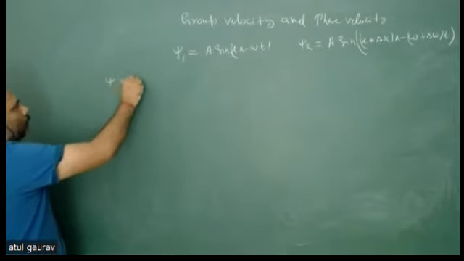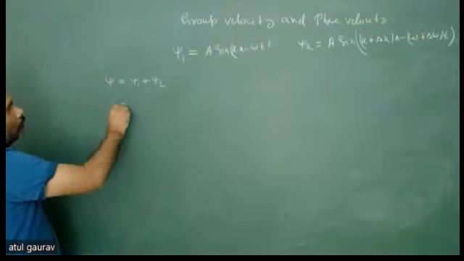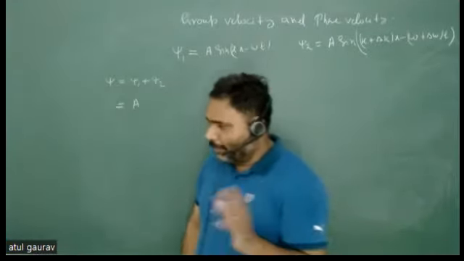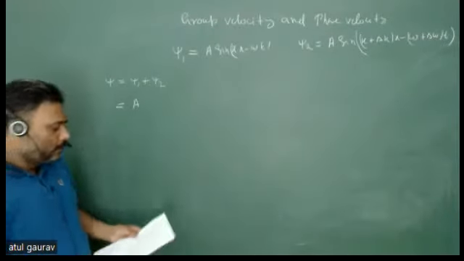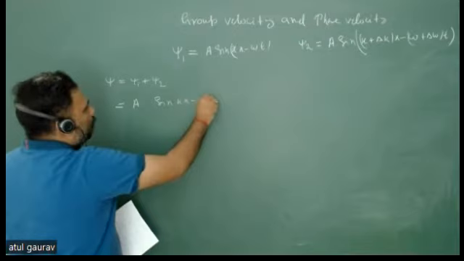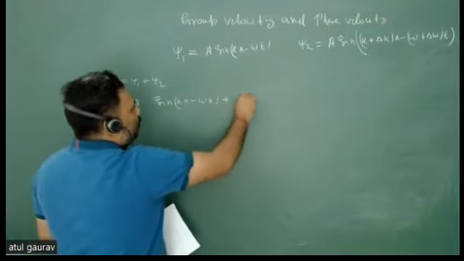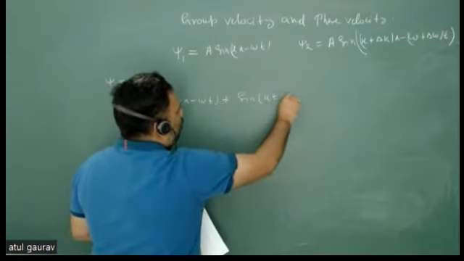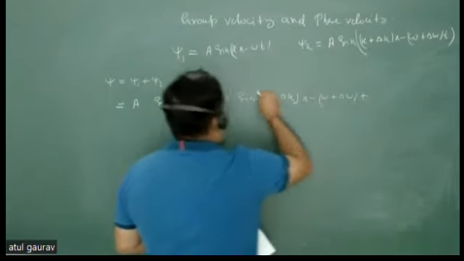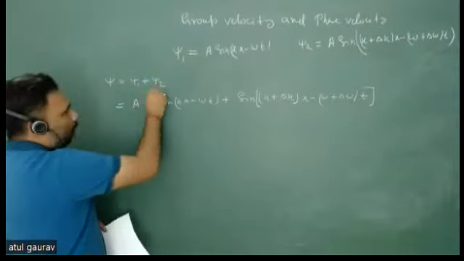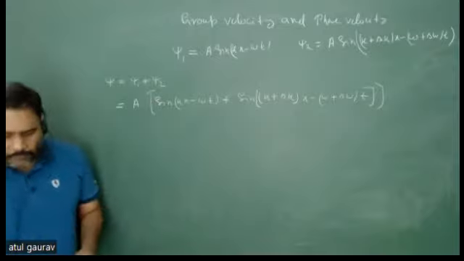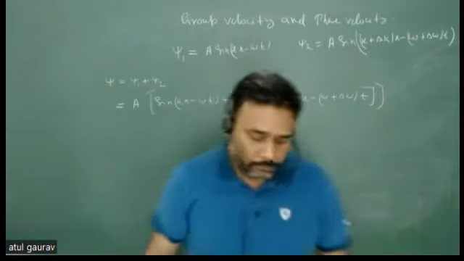So psi is equal to nothing but psi 1 plus psi 2. So what we have is a, and for simplicity we are also taking the amplitude as the same. Okay. And then we are just trying to figure out what is going to happen. So obviously this is a [sin(kx minus omega t) plus sin((k plus delta k)x minus (omega plus delta omega)t)] on both sides. Okay. And this a is something like this. Okay. So I can give one more bracket. Now, what is sin(a plus b)? What is sin(a plus b)?